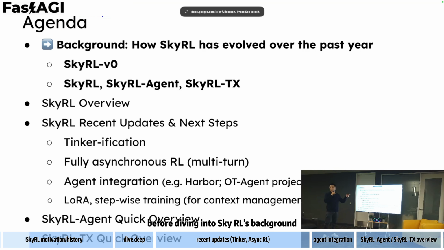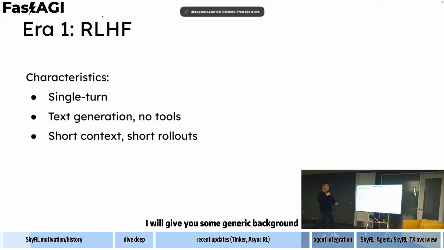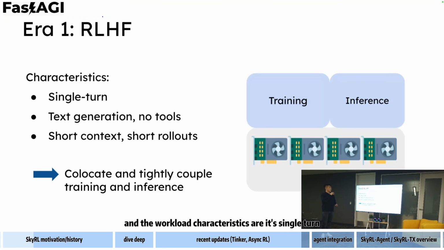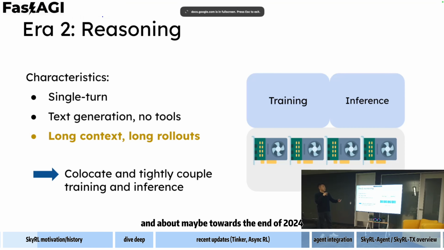Okay, before diving into SkyRL's background, I'll give you some generic background. So the RL community has witnessed various paradigm shifts. About 2 years ago, it was reinforcement learning from human feedback. And the workload characteristics are it's single turn, it's mainly text generation, there's no tool call, it's usually short input and short output, and people usually co-locate and tightly couple the 2 components, training and inference, on the same set of hardware. And maybe towards the end of 2024, people started working on reasoning RL.